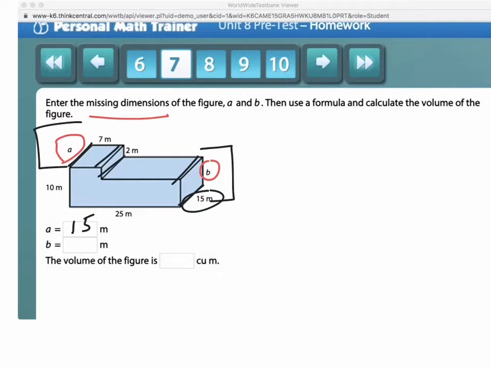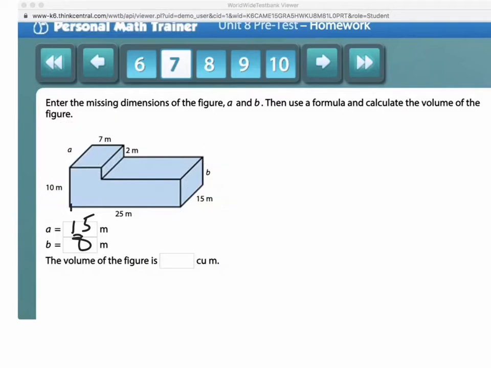Now look for parallel measurements for B. I don't see one. I don't see one. I do see one. That's 10. And I do see one here that is 2. So the difference between 10 and 2 would be 8. So if this is 8 and this is 2, then this has to be 8 and this has to be 8. So B has to be 8 meters. So those are the missing dimensions, 8 here and 15 here.